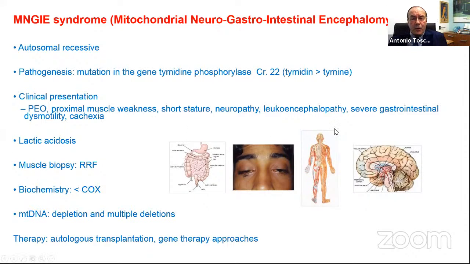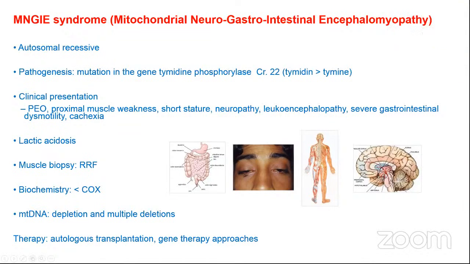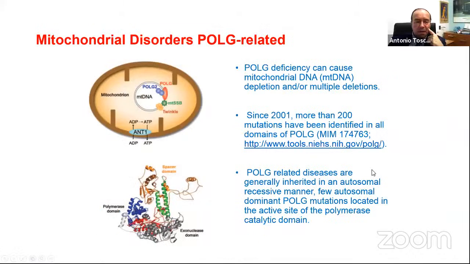And also there is an involvement of the brain by the presence of leukoencephalopathy, which is very recurrent, and high lactic acidosis. And when you perform a muscle biopsy, you can see ragged-red fibers, COX-negative fibers. And generally, this is a mitochondrial disorder due to depletion or multiple deletions. Why is it important to mention this among the others?